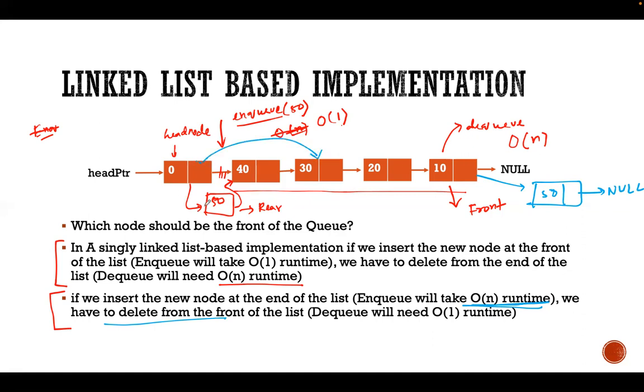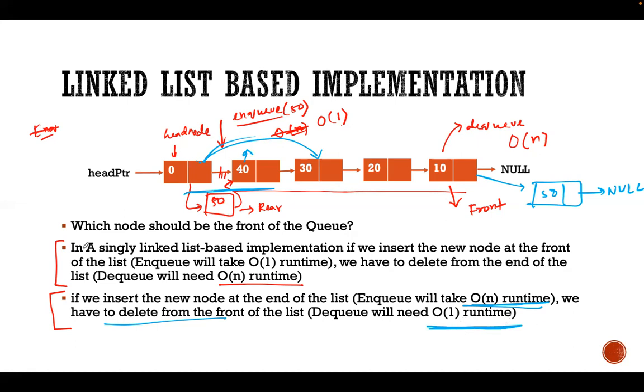Here I'm assuming 40 is our front node. So we're going to just adjust the next pointer of the head node, and that's how we can delete the front item from the list, and that will be our DQ. So we don't have to traverse the whole list, we just have to delete the first item from the list. That is just a few operations, and in big O notation, that's order of one runtime.